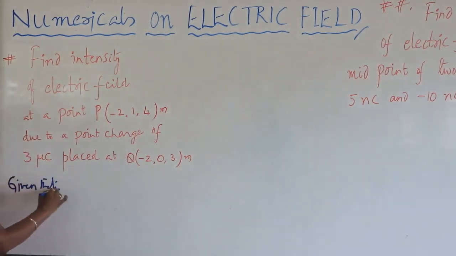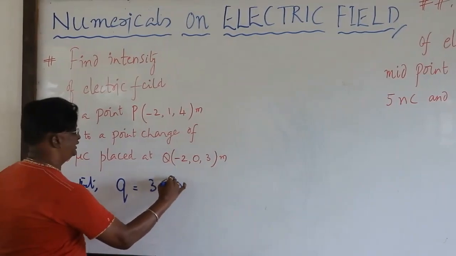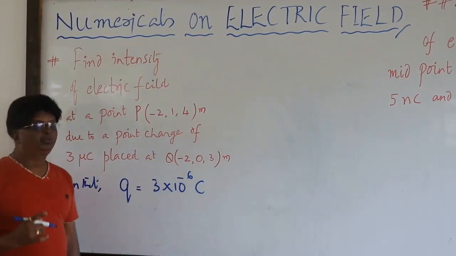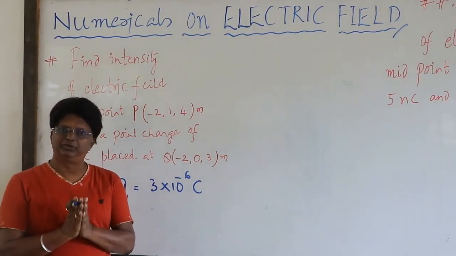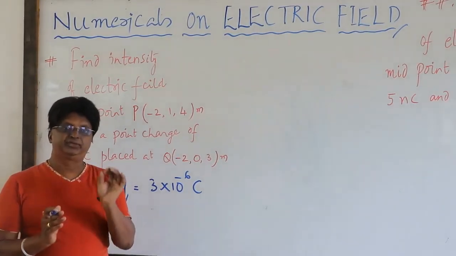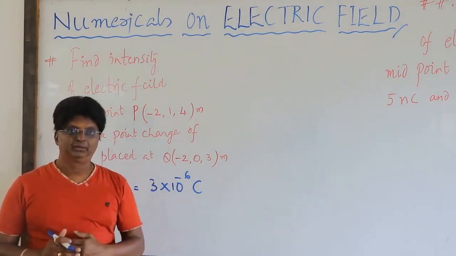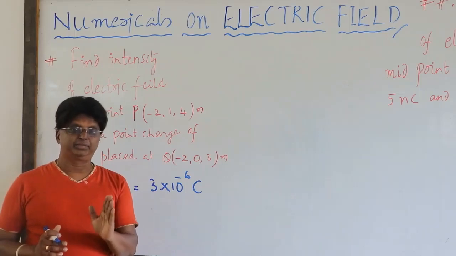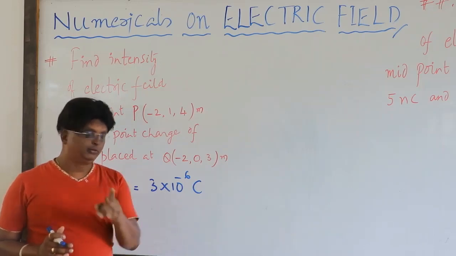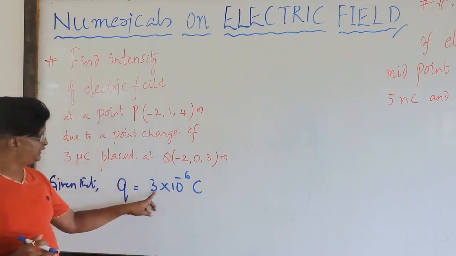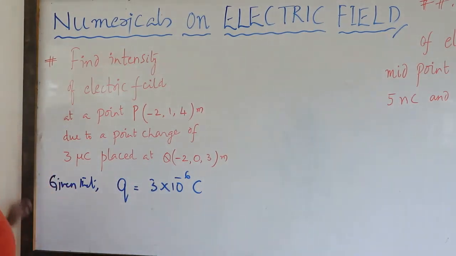Given data says this charge Q is 3 into 10 raised to -6 coulomb. Now when it is the case of numericals, the most essential thing in substitution is units. Most of the students find difficulty with the units itself. Whenever you are using the data, please, as much as possible, almost every time, use SI units. Here he says 3 microcoulomb, therefore I will write 3 into 10 power -6. This should not be forgotten, right? This is the charge that is given.